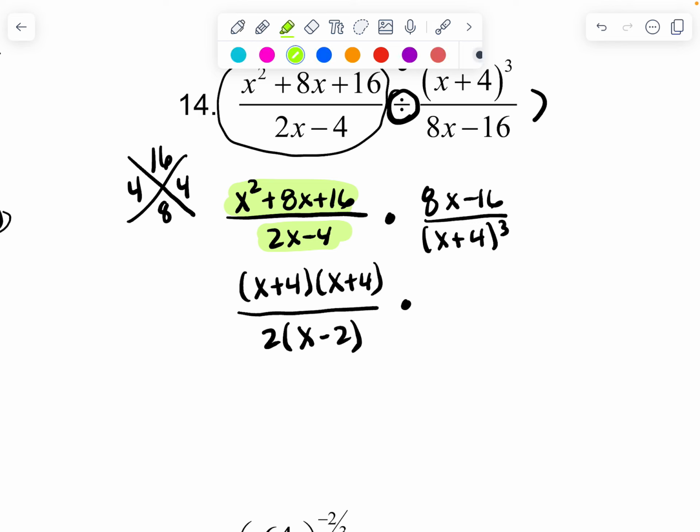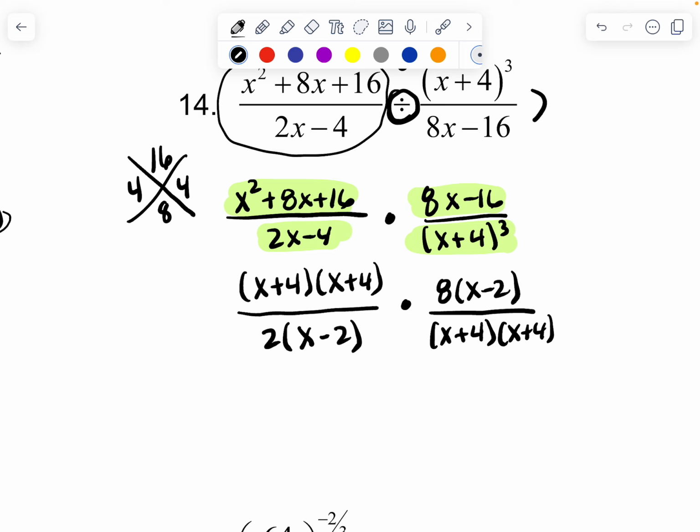Then on this guy, another greatest common factor. I can take out an 8, and I'm going to be left with x minus 2. And then on the very bottom here, look, this is already actually factored for you. I'm just going to expand it out. What does x plus 4 to the third mean? That means x plus 4 times x plus 4 times x plus 4.